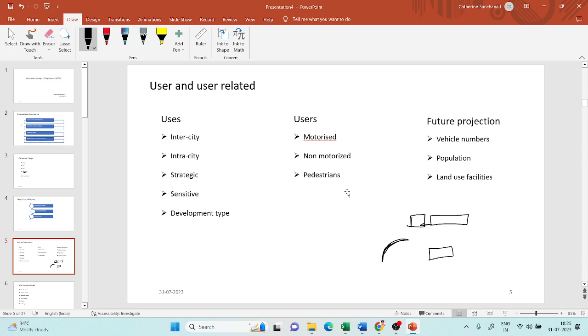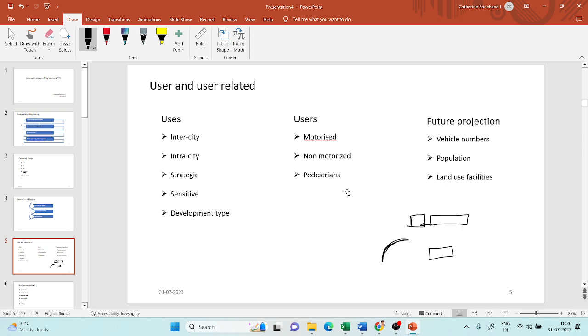Also, future projections. What do I mean by future projections? Now, say my vehicular count is 1,000 for now. 10 years down the line, it may not be 1,000. This count would have increased. This is because of the growth in population, the growth rate of vehicles, and so on.